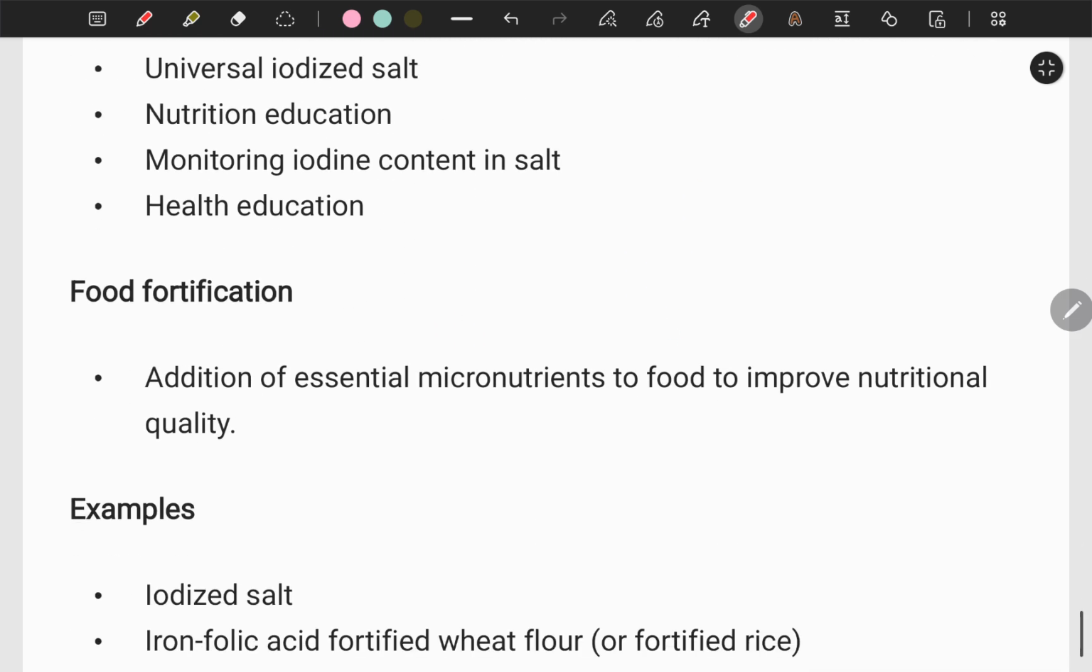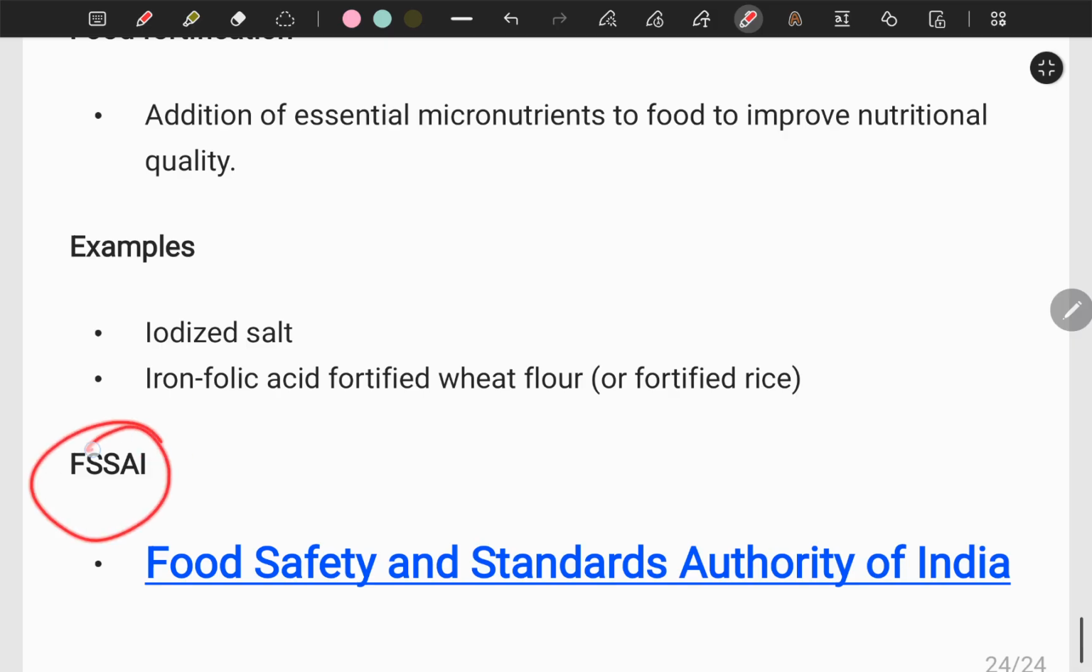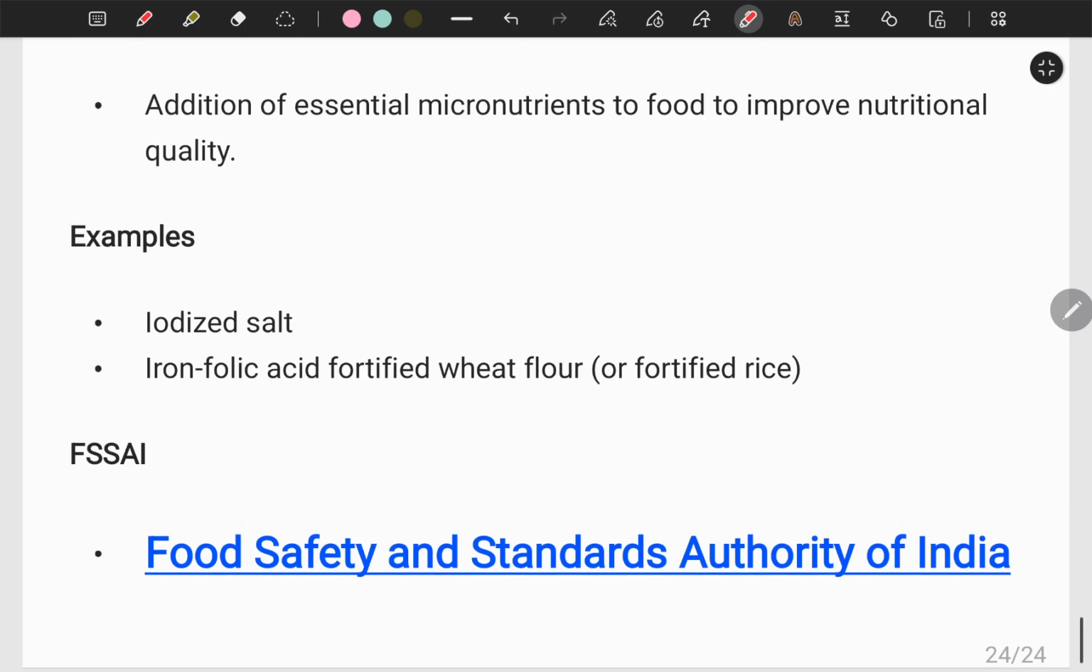Food fortification, what is it? It is the addition of essential micronutrients to food to improve the nutritional quality. Example, iodized salt, iron folic acid, fortified wheat flour, or fortified rice. What is FSSAI? What does it stand for? Food Safety and Standards Authority of India.